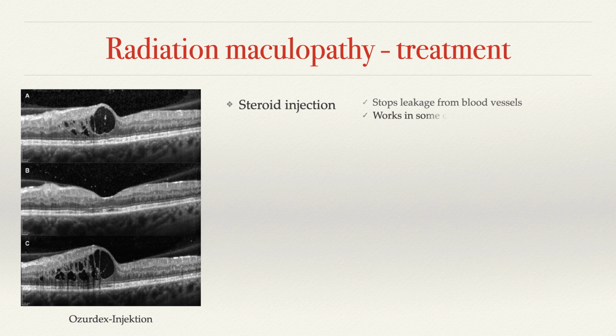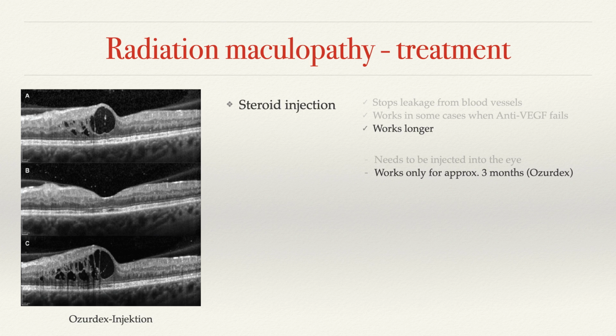It does stop the leakage from blood vessels, and it works in some cases when the Avastin or the other injections fail. So it's our second line of treatment really. It works longer, which is a positive effect, but there are some negative effects as well. Again, it needs to be injected into the eye, and the needle is slightly bigger than the anti-VEGF needle, so it's a little bit more uncomfortable. It works only for approximately 3 months, and then back to square one, we need to continue to inject it. So it's an ongoing treatment again for most cases.